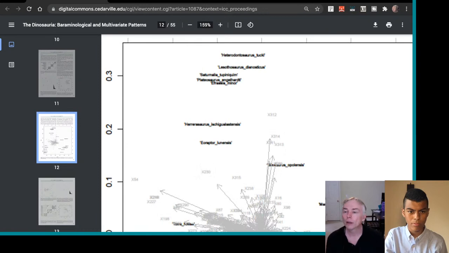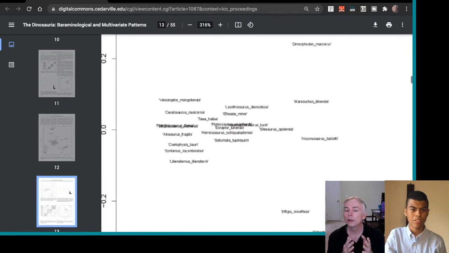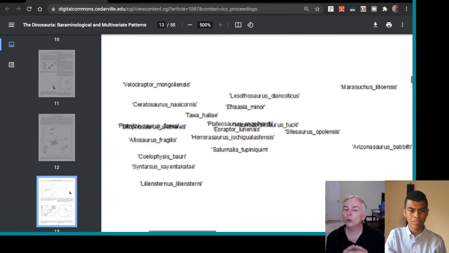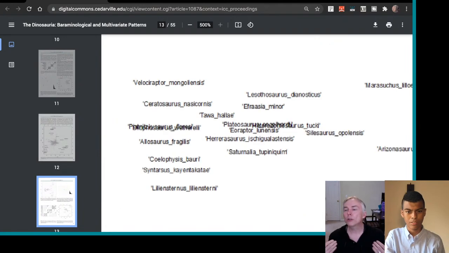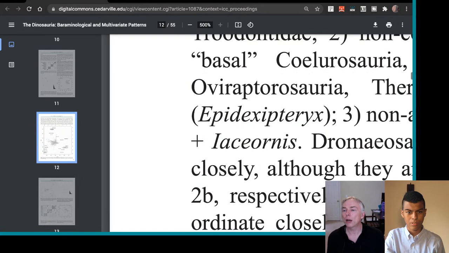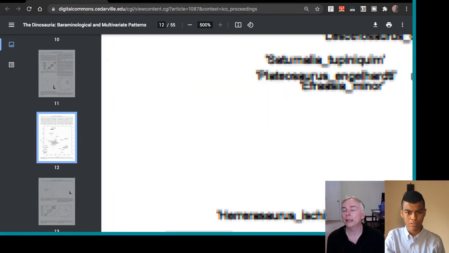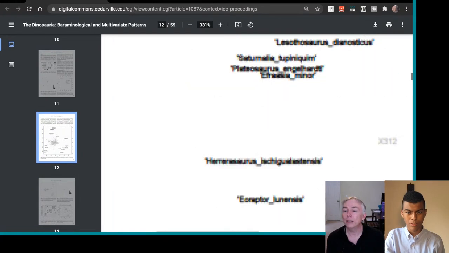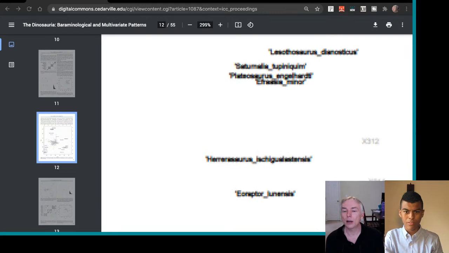Right. So it looks like Eoraptor and Brontosaurus are similar to one another. They're a little bit closer to Ornithischians, but they're also very different from a lot of other things. So that's how you would interpret this chart. I think it's very simple, and your listeners will enjoy looking at this and begin to understand. It's not so hard to read it.